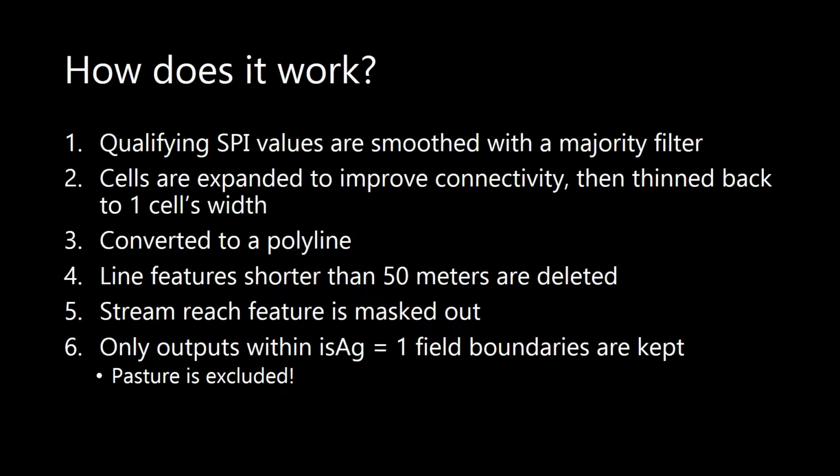Line features shorter than 50 meters are going to be deleted, and this is just for practical purposes. And then a stream reach feature is going to be masked out, and that's just to make sure that we don't have a very long grass waterway being sighted all the way through the channel. Finally, only outputs within isag equals 1 field boundaries are kept. That's right, for this tool, pasture is excluded.